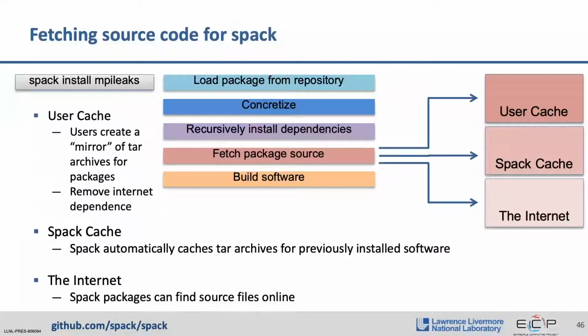If you say spack install mpileaks, what's actually happening there? The first thing it does is it loads a package recipe from the repository. So this is the recipe file that we just talked about. It concretizes it. It recursively installs all the dependencies. And for each of those, it goes and fetches the package source. And so it looks in a few different places. So it looks in a user cache.